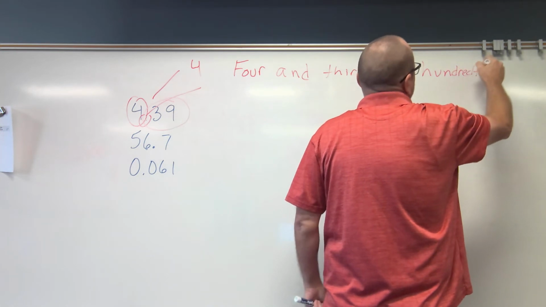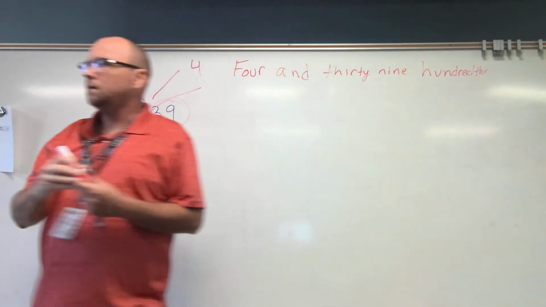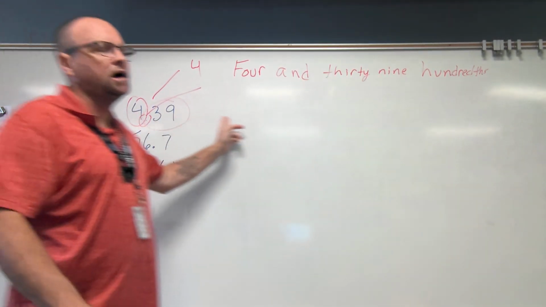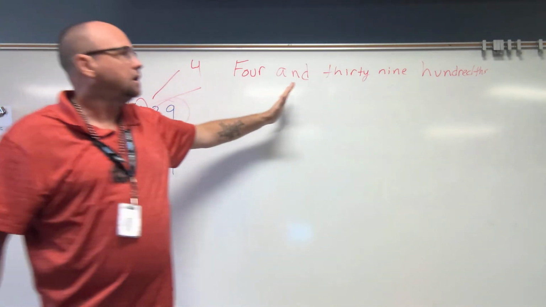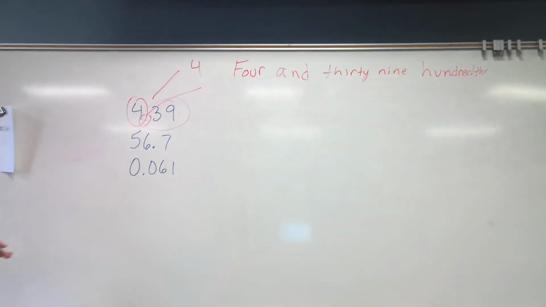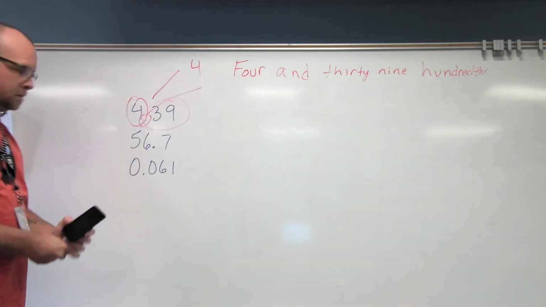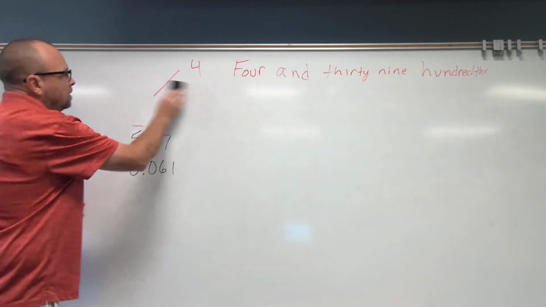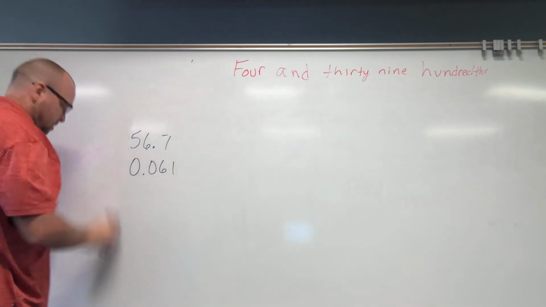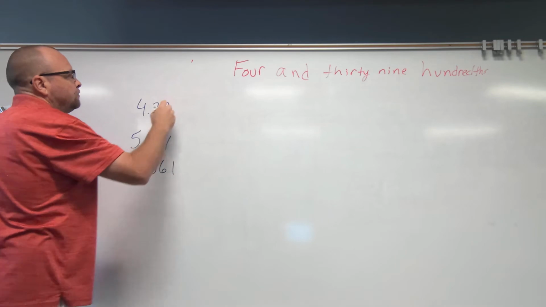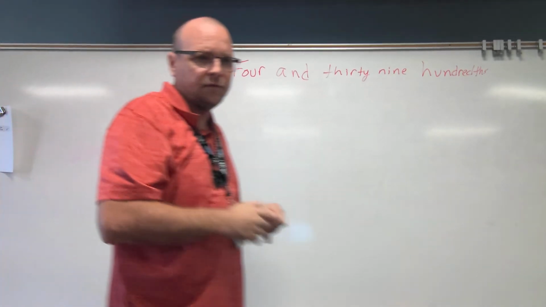Because what I see over my 42 years of teaching is that people try to do it and they'll go 3/10 and 900ths. Well, no, it's 39. I mean, come on now, folks. So 4 and 39 hundredths. Why are you talking? Please don't. So we have 4 and 39 hundredths.